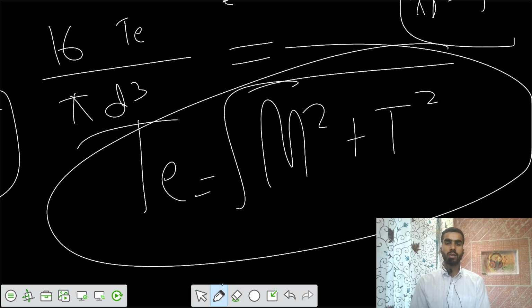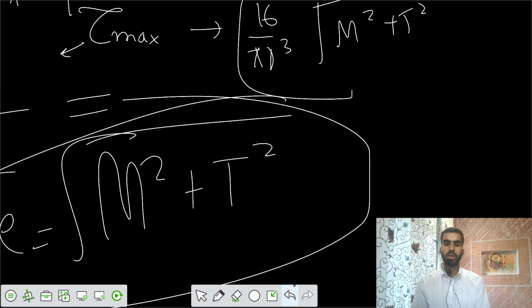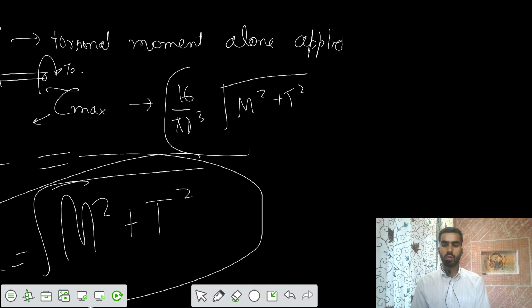So this is your equivalent torque, the square root of M squared plus T squared. And you've got these two concepts. Now we take the problem. Let's have that problem. This is a beautifully designed problem. You can learn a lot from it.